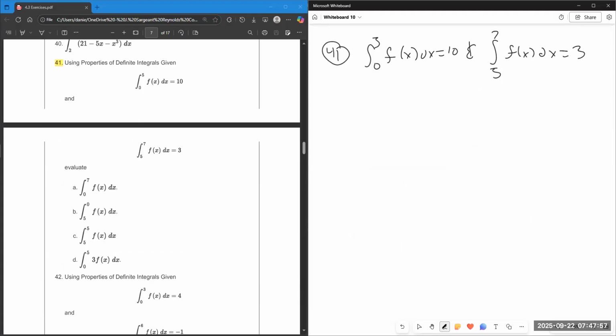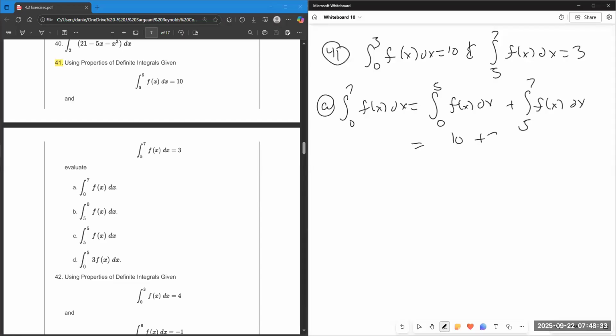So part A asked me to find the integral from 0 to 7 of f of x dx. And so I'm going to split that integral into 2 smaller pieces. The whole is equal to the sum of its parts here. I want to go all the way from 0 to 7. I can go through 5 and go from 0 to 5, and then 5 to 7. Just take this in 2 steps. And I know that this is 10 and this is 3, and that gives me an answer of 13.